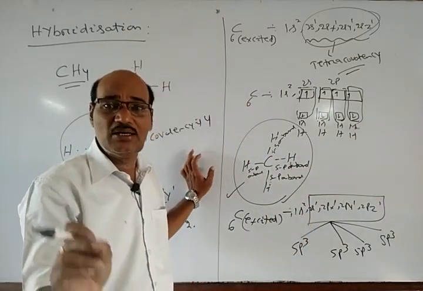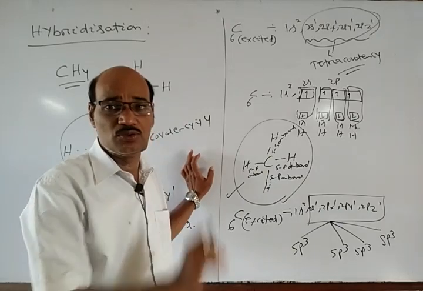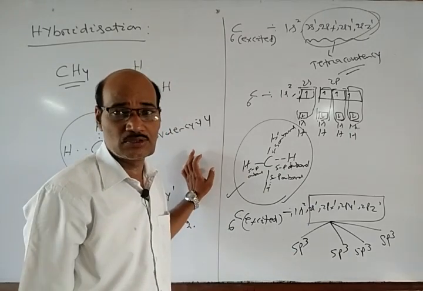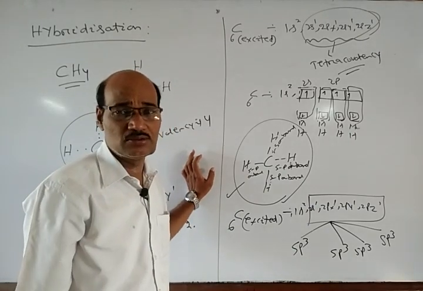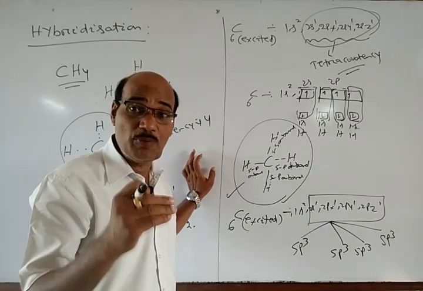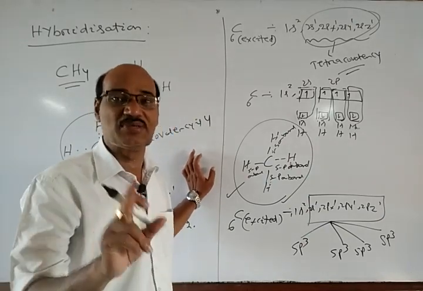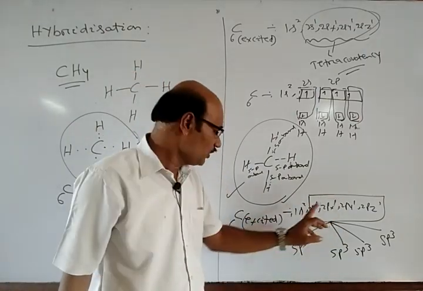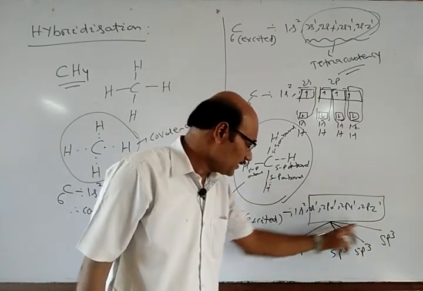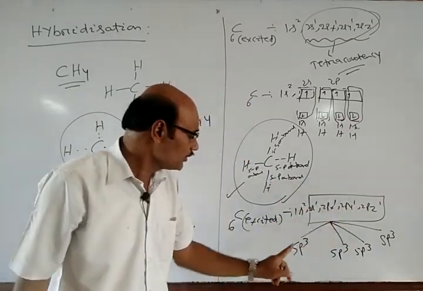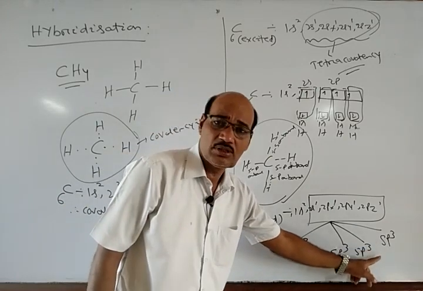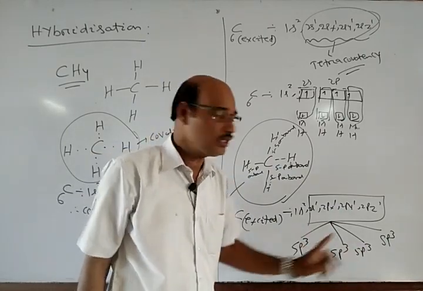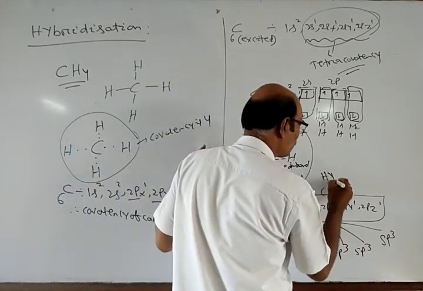So hybridization is the process of intermixing of two or more orbitals belonging to the same atom having roughly equal energy to give new orbitals of equal energy and the same symmetry. Here s and p have a slight difference in energy and belong to the same atom. Now they are intermixed to give new orbitals sp3, sp3, sp3, sp3 having the same symmetry and equal energy. So the nature is the same.